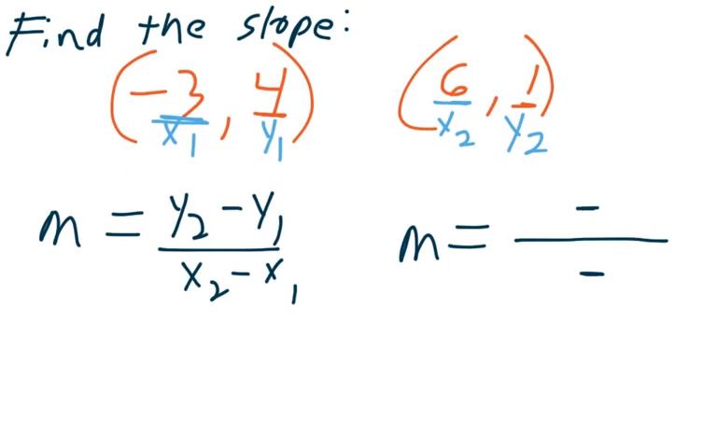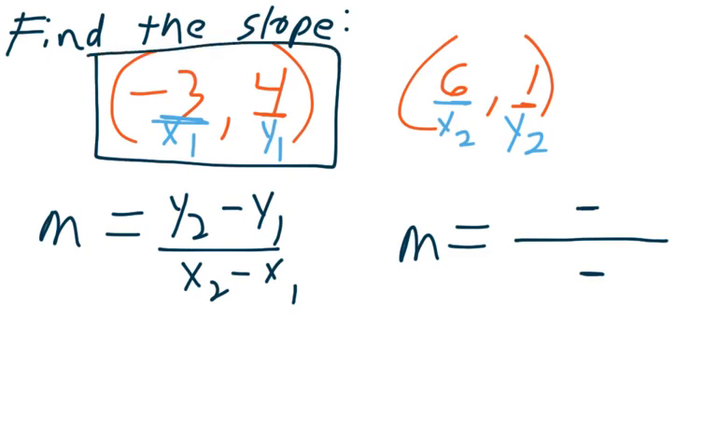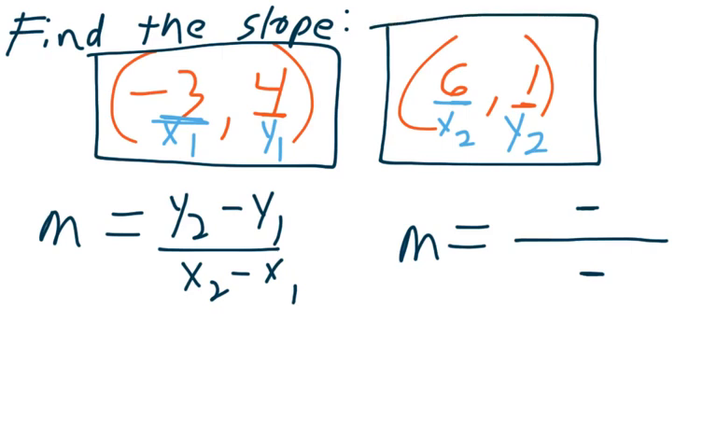Now, we could have switched that. So I could have, if I wanted to, labeled this one x2, y2, and I could have labeled the second one x1, y1 if we wanted to. So that does not matter. But one point has to get ones, one point has to get twos, and it has to be x, y. So now that I labeled the points, now I'll just plug them in.